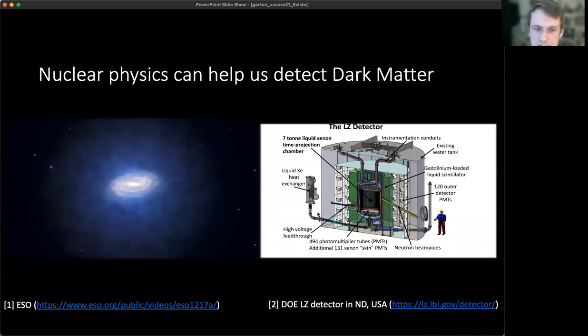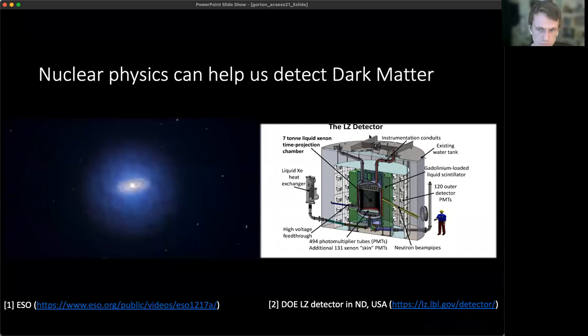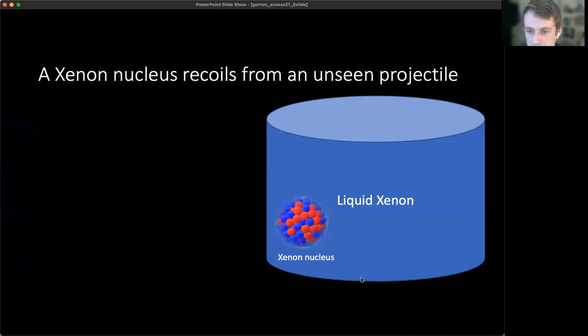One effort to directly detect these dark matter particles is with the LZ detector, which is a big detector buried under some mountains in North Dakota. What does this have to do with nuclear physics? Well, at the center of this detector is a big vat of liquid xenon. Now, xenon is a nucleus with about 130 nucleons.